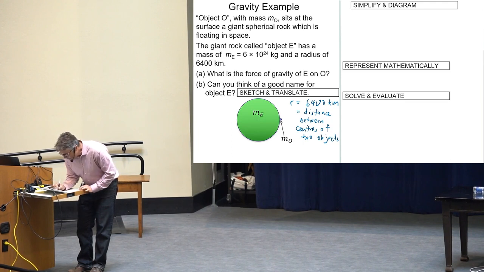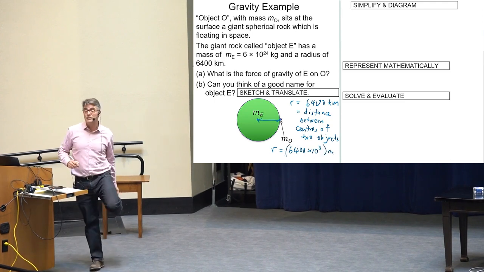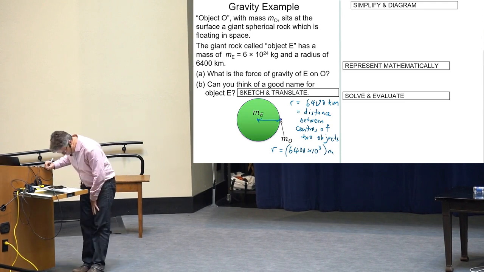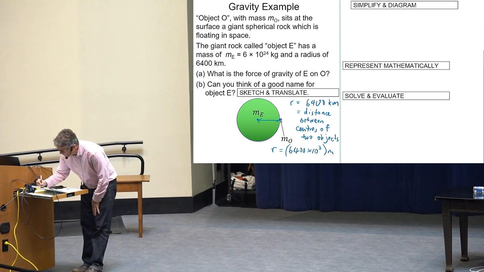So I think here's the center of E, here's the center of O, so this distance is approximately going to be just the radius of E. I think it's going to be the 6,400 times 10 to the 3 meters. Don't forget to convert things to SI units, I think, in this course. Otherwise, you're going to be off by a factor of 1,000. So, I don't know, the system.